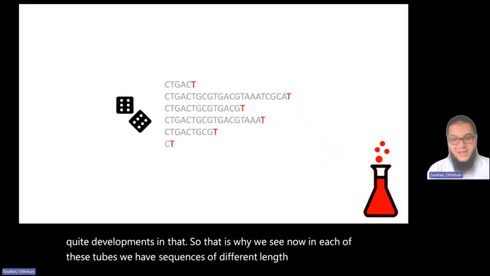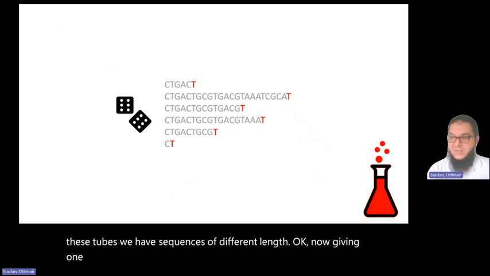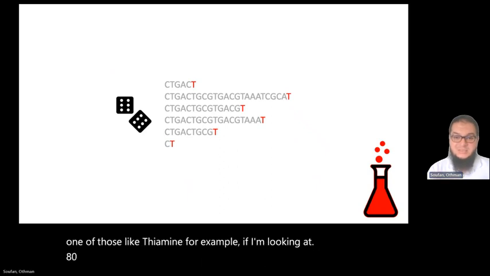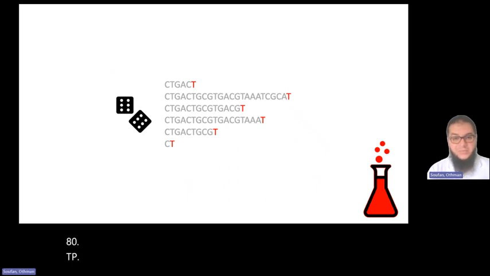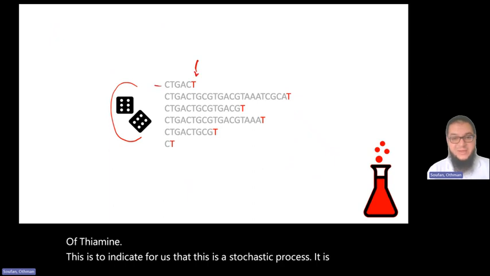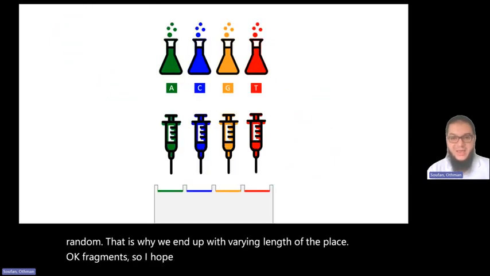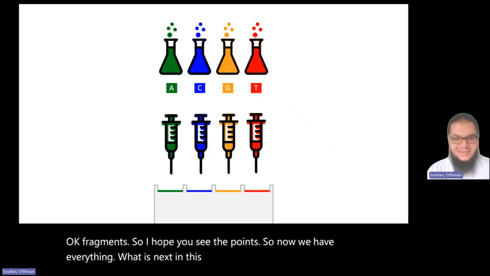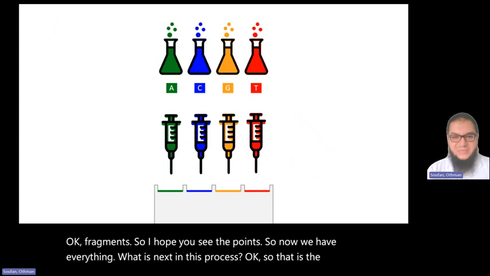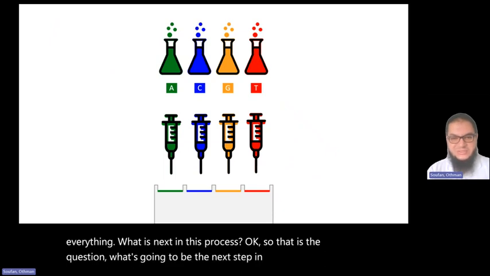Now, taking one of those, like ddTTP of thymine, for example, this indicates that this is a stochastic process. It is random. That is why we end up with fragments of DNA of varying length. So I hope you see the point. Now we have everything. What is next in this process? That is the question. What's going to be the next step in this whole process?